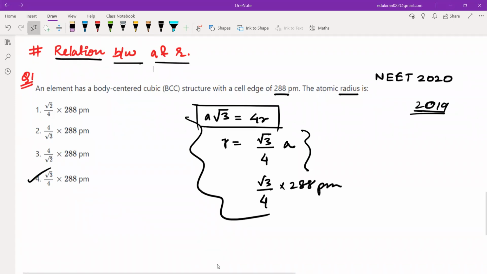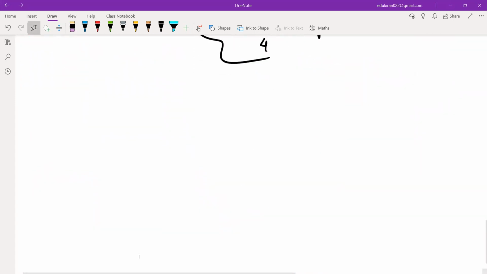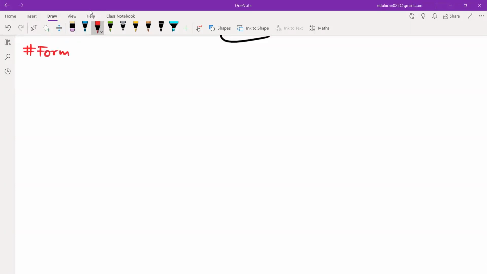Now there is another question which is regarding the formula of a compound. For the formula of a compound, you have to remember a few things. The important thing that you have to remember is the contributions.